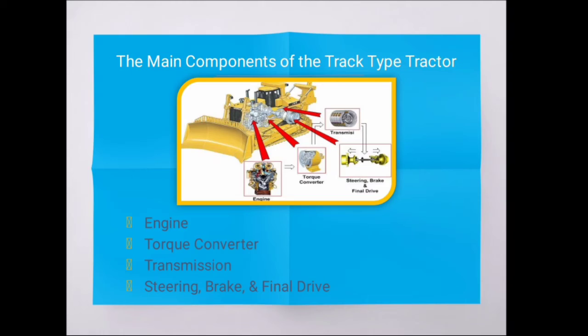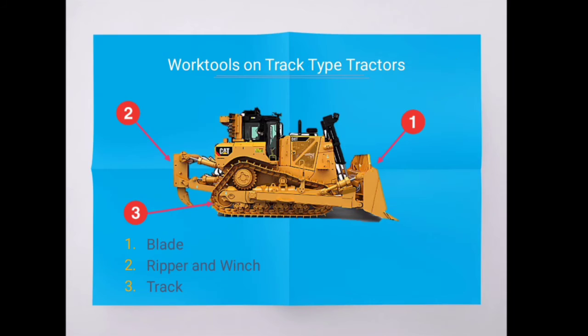Okay, next, I'd like to move on to the work tools on the track type tractor. First, we will talk about the blade. The function of the blade is to penetrate and push the material to be moved, and it is attached to the front of the track type tractor.